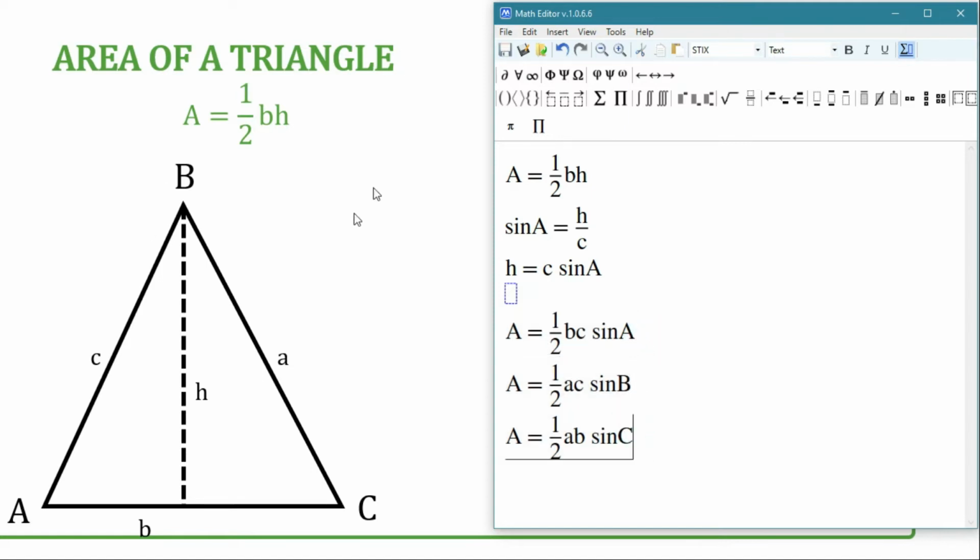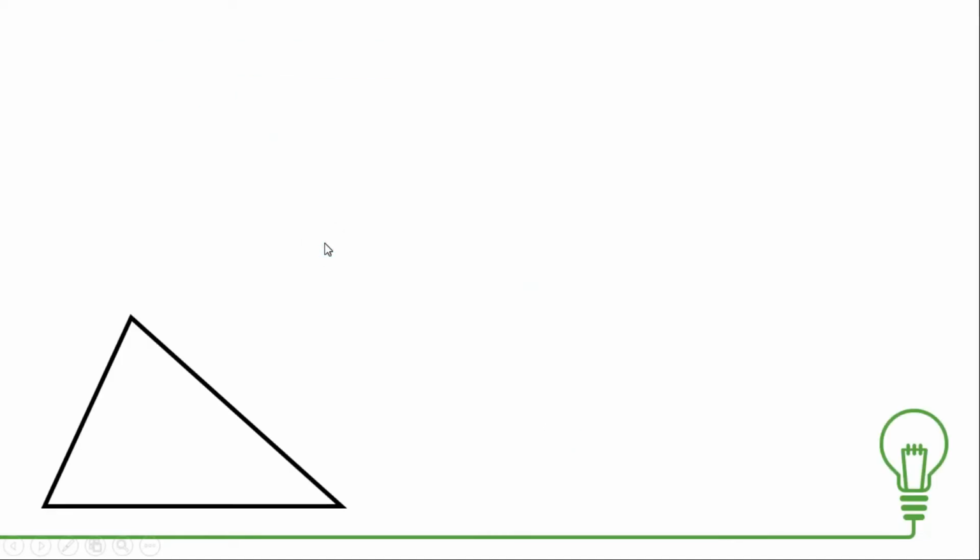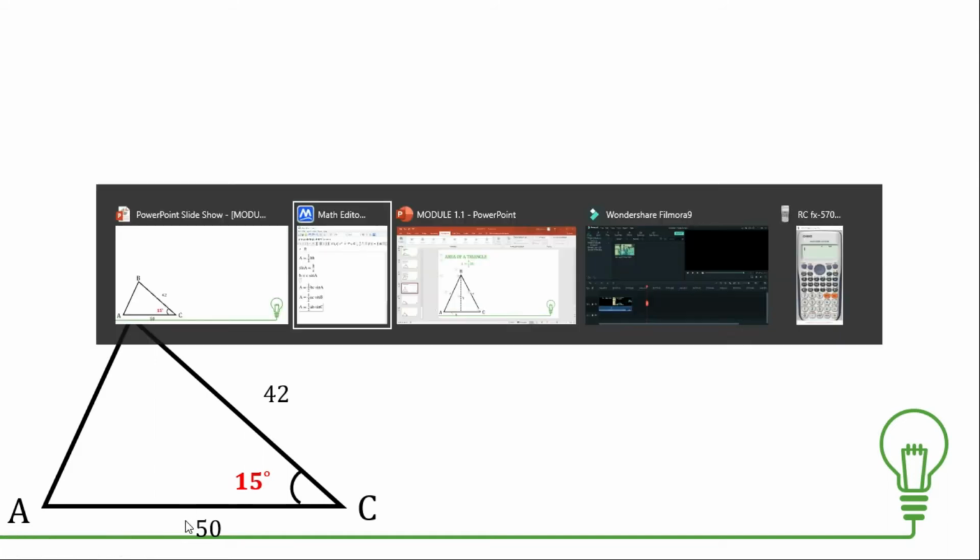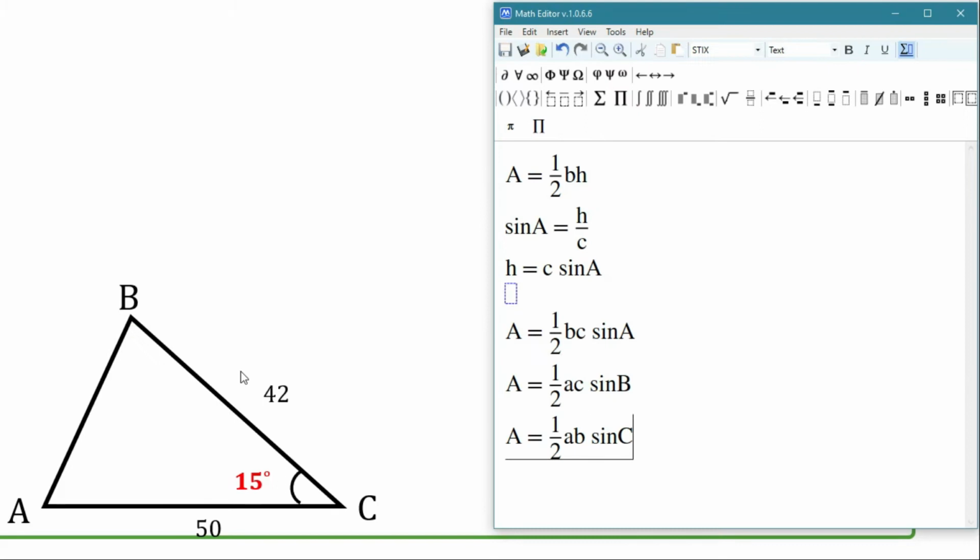Alright? So next, let us try to solve for this one. We are given an oblique triangle ABC, wherein angle C is 15 degrees, the side opposite to angle A, that's side A, is 42, and the side opposite to angle B, which is side B, is equal to 50. Okay, so let us try to solve for the area of a triangle. So this is our example number 1.